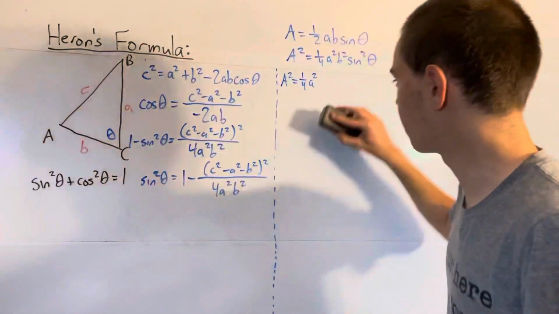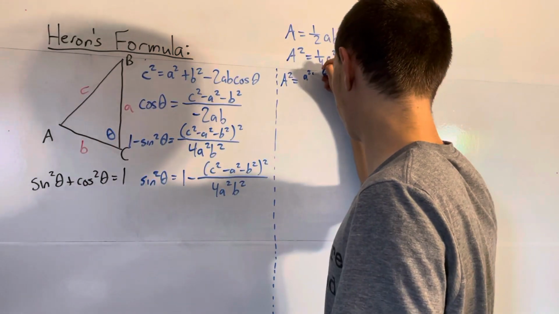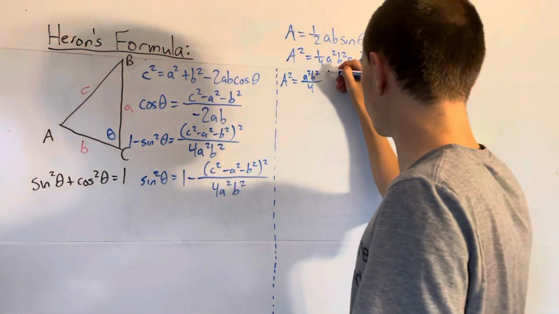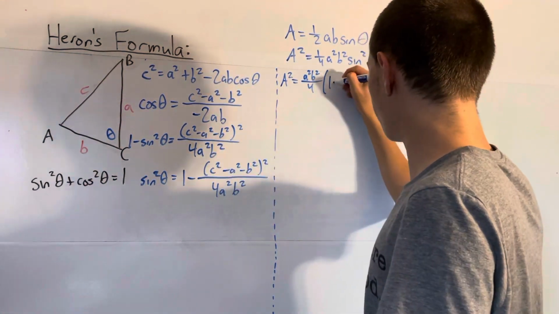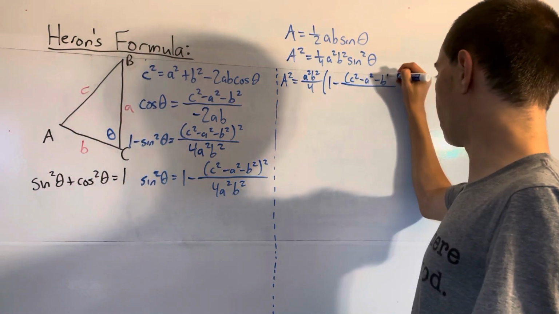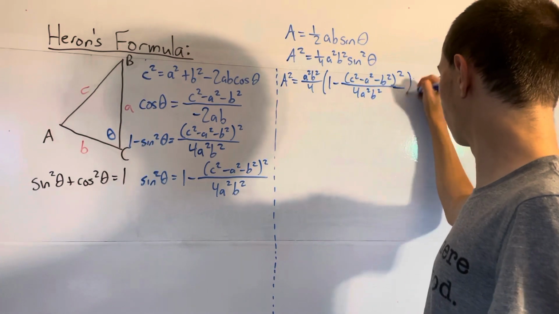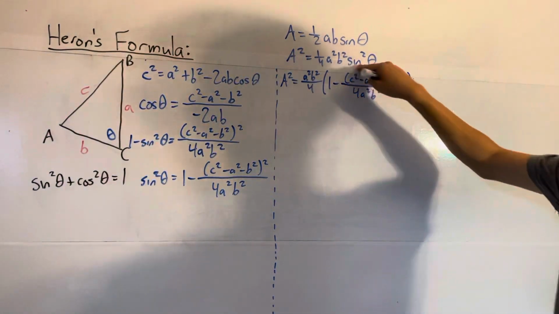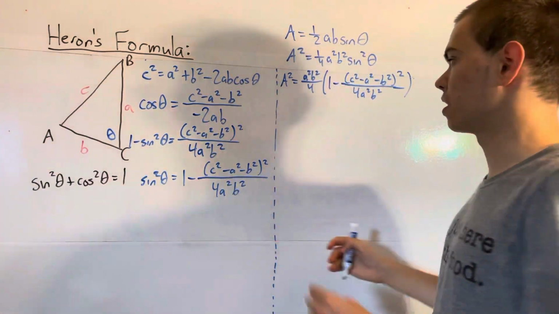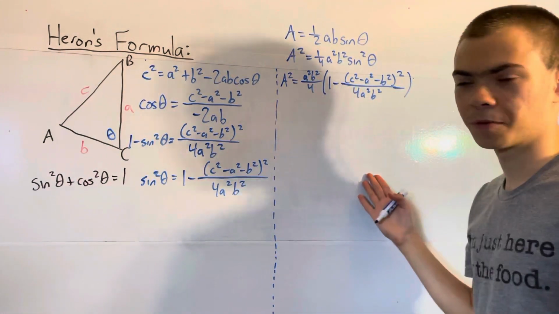Actually, you know what? This might be easier to see if I write it this way. I'm going to write this as a squared b squared all over 4. So I'm writing this as a fraction times the sine squared of theta, which is, so I can fit this quite efficiently, 1 minus c squared minus a squared minus b squared, squared, all over 4a squared b squared. So this right here would be the substitution for sine squared of theta. And so this is the area of a triangle in terms of a, b, and c. And specifically, it's the area squared. So what we're going to do now is try and simplify this as best as possible.